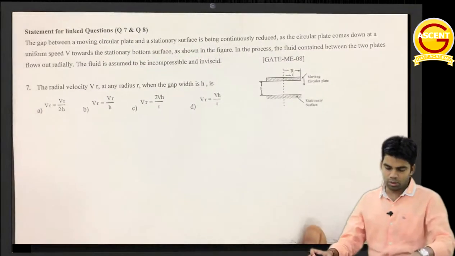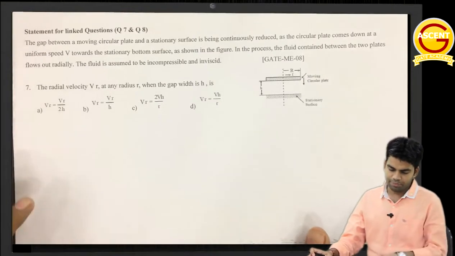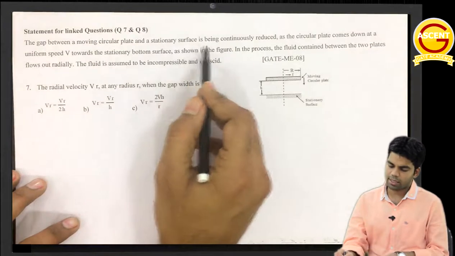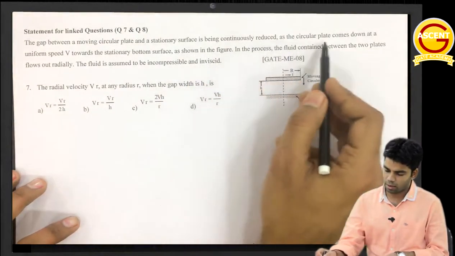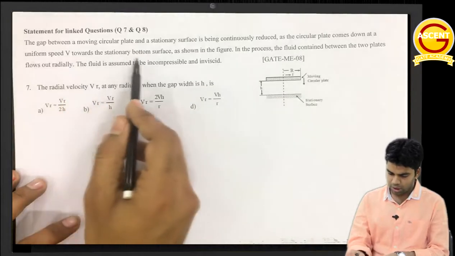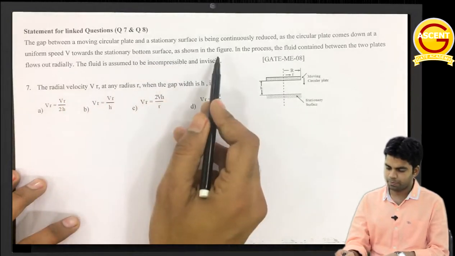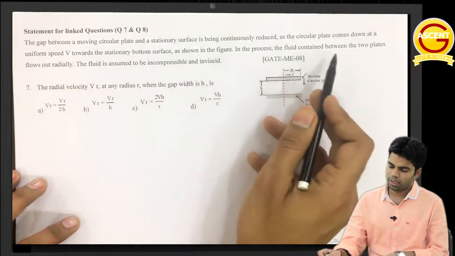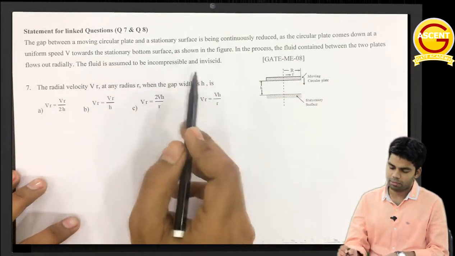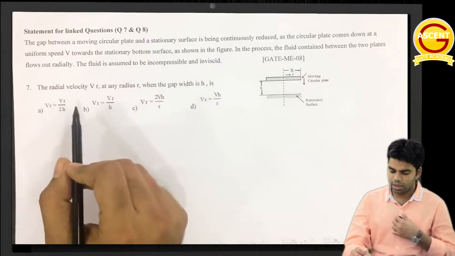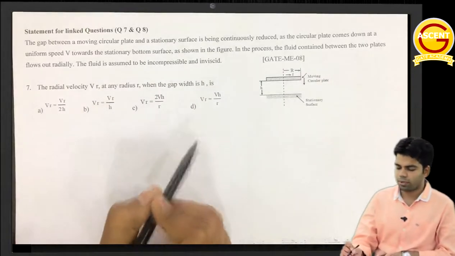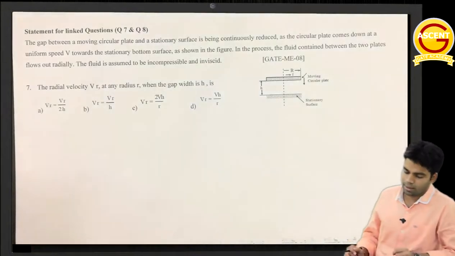Next is the linked question. The statement for the linked question says the gap between a moving circular plate and a stationary surface is being continuously reduced as the circular plate comes down at a uniform speed v towards the stationary bottom surface, as shown in the figure. In the process, the fluid contained between the two plates flows out radially. The fluid is assumed to be incompressible and inviscid. The radial velocity Vr at a radius r, when the gap width is h, is.